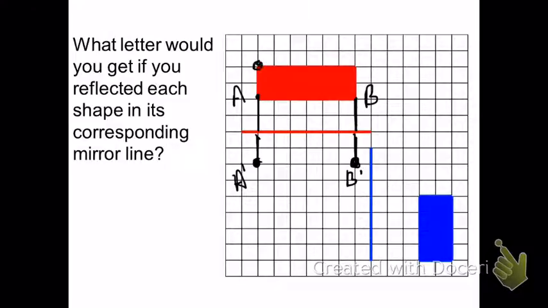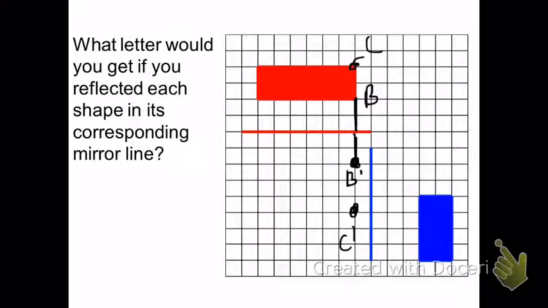Same thing for this one, it's 1, 2, 3, 4 away, so 1, 2, 3, 4. And then if we do that, this would be C, and we count. It's 4 away from the mirror line, so we would count 4 down from that mirror line. And then that would be our box, okay?